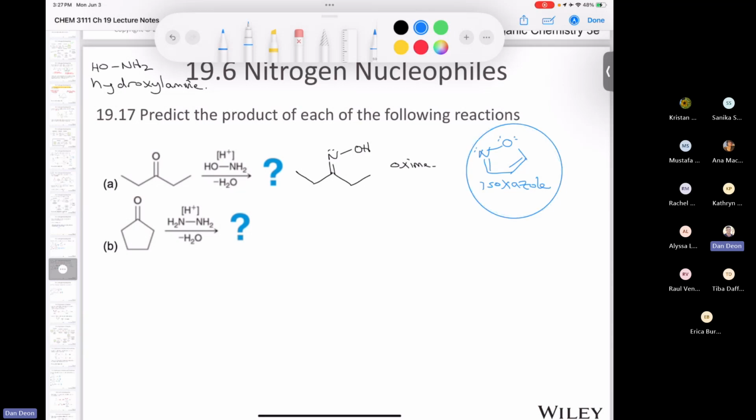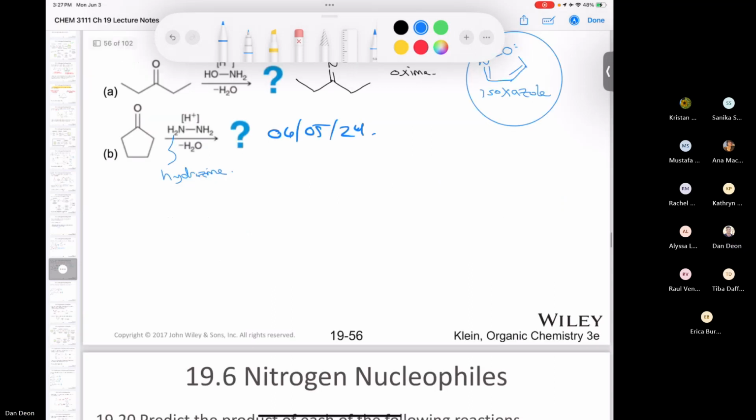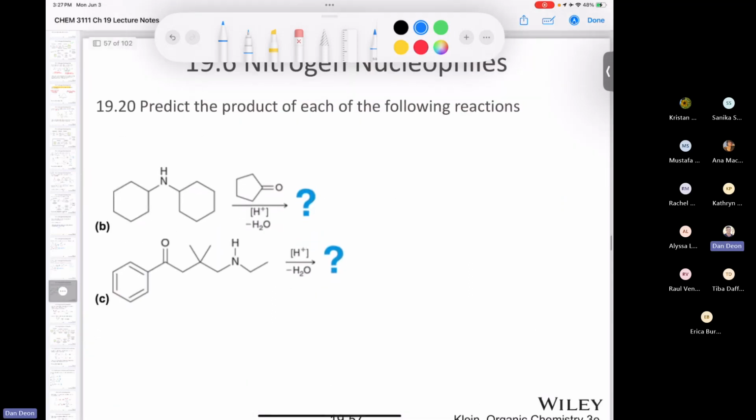So the next one down here, you have hydrazine, and you have a ketone. And so I want you to draw the hydrazone that would be formed, and we'll do that in the next class. So I want you to try to draw that hydrazone. The next one, it says predict the product.